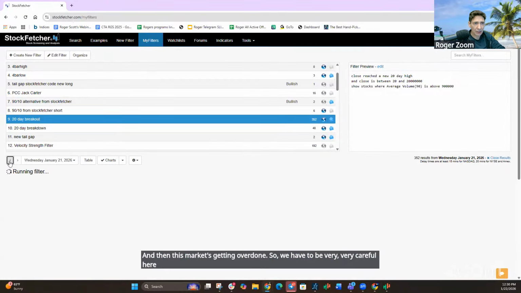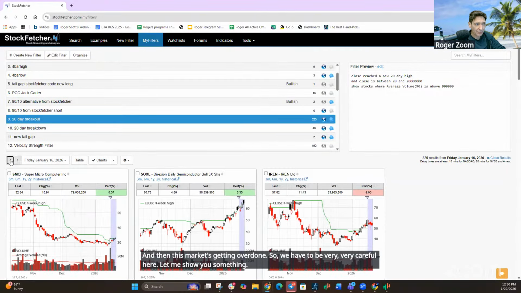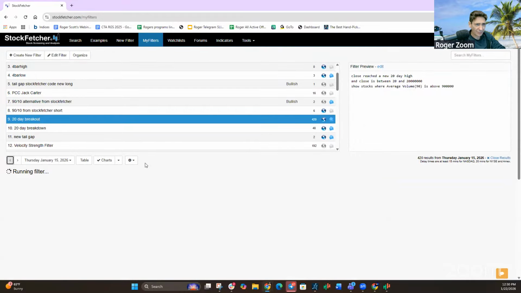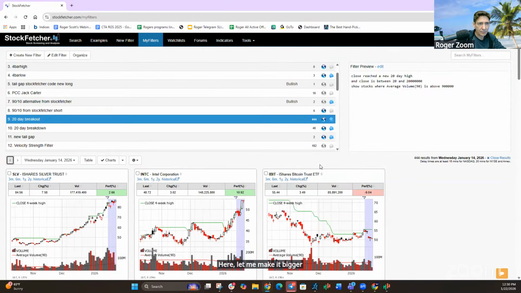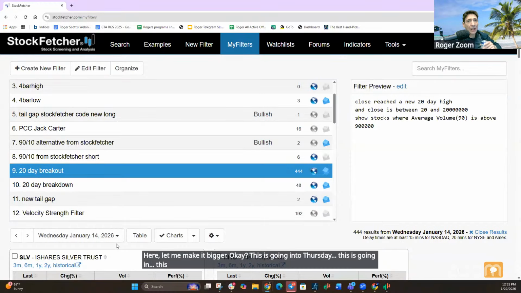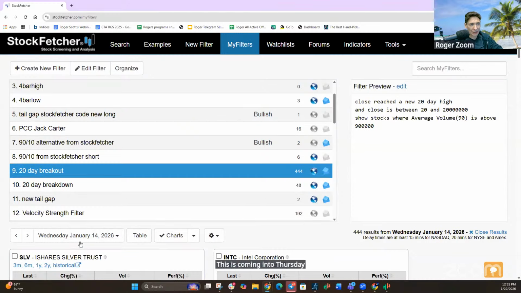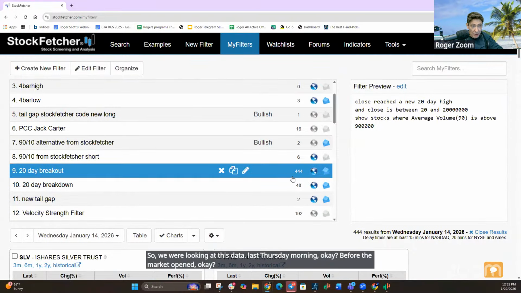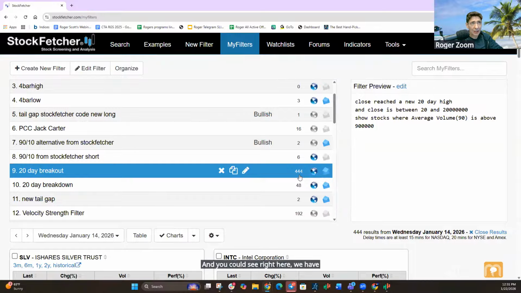Let me show you something. Here, let me make it bigger. This is going into Thursday, exactly a week ago. This is Wednesday night, so we were looking at this data last Thursday morning, before the market opened. And you could see right here, we had over 400 stocks.